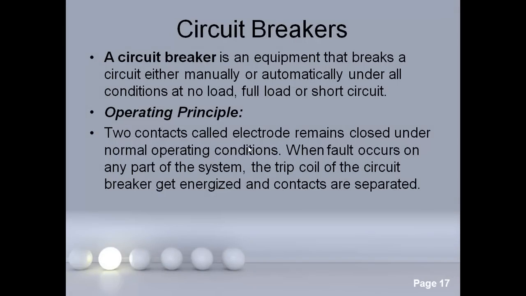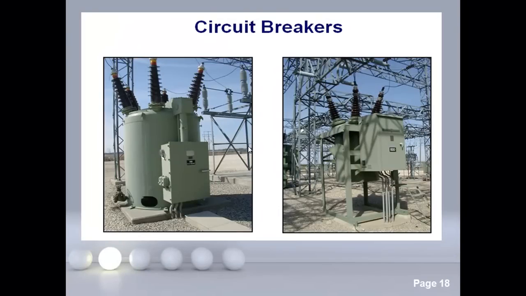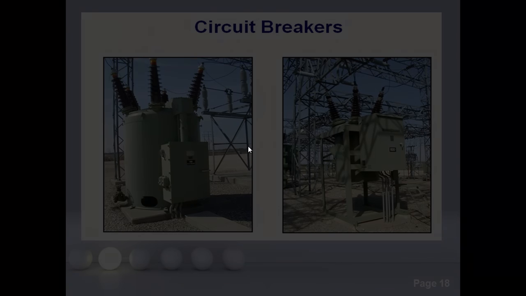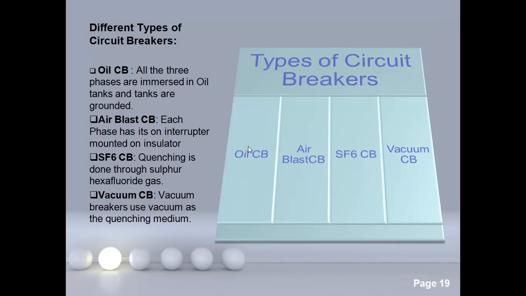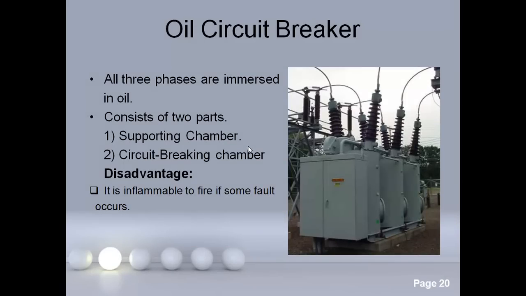Next comes the circuit breaker. A circuit breaker is equipment that breaks a circuit either manually or automatically under all conditions: at no load, full load or short circuit. Here is a picture of a circuit breaker, and you can see different types of circuit breakers: oil circuit breaker, air blast circuit breaker, SF6 circuit breaker, vacuum circuit breaker. The principle of all the circuit breakers is almost the same.